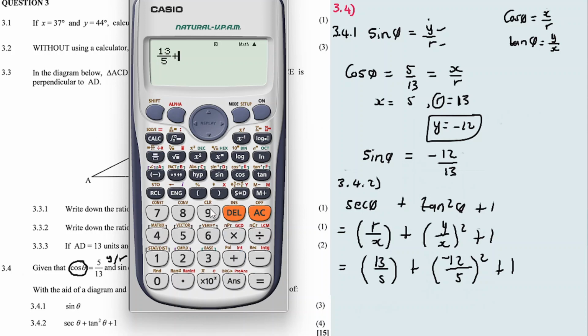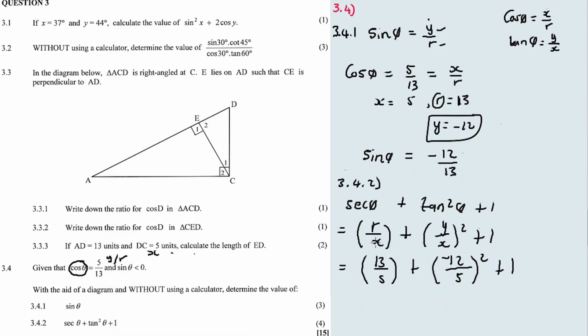5 plus minus 12. Questions like these are still going into grade 11 and 12. You will find this in grade 11 and grade 12 trigonometry. So our answer is 234 divided by 25. So this is our answer and the last question for question 3.